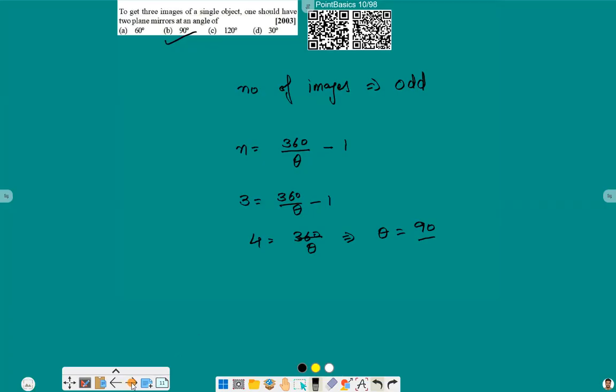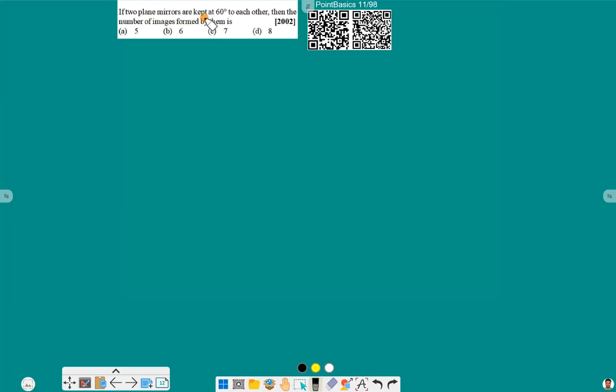Let us move ahead. If two plane mirrors are kept at 60 degree to each other, then the number of images formed by them is. So to find the number of images, we can write that n will be 360 by theta, and here that will be equal to 360 by 60, that will give us 6. And as the number of images is always odd, what we have to do is subtract 1 here. So that n will be 6 minus 1, that will be 5. So finally we will get 5 images. So option A is right for this one.